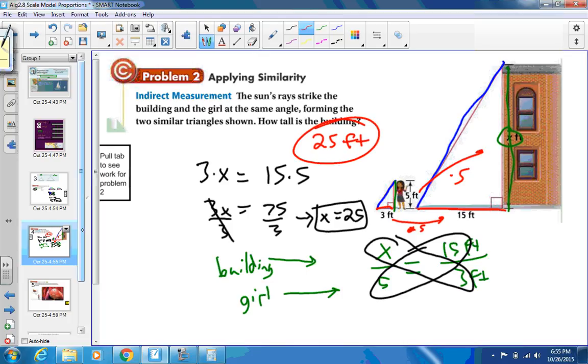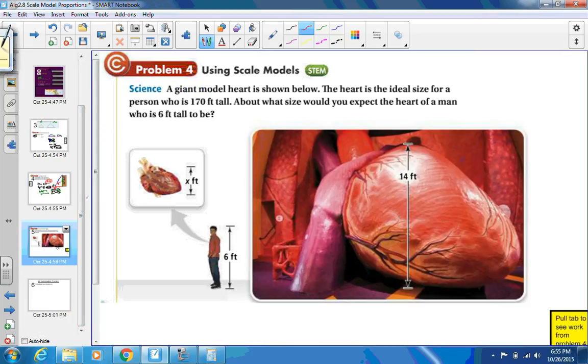We're going to do one more problem applying these proportions. This is also using a scale model. So in science here, it says a giant model heart is shown below and to the right. So if you've ever been to like a children's museum, some fun museums have giant models of things. I think actually when I was a kid, there was a whole jungle gym that was a heart in a children's museum. So you could climb up into the heart and go on a slide out of the heart. It was pretty cool actually. But anyway, this is a giant model of a heart.